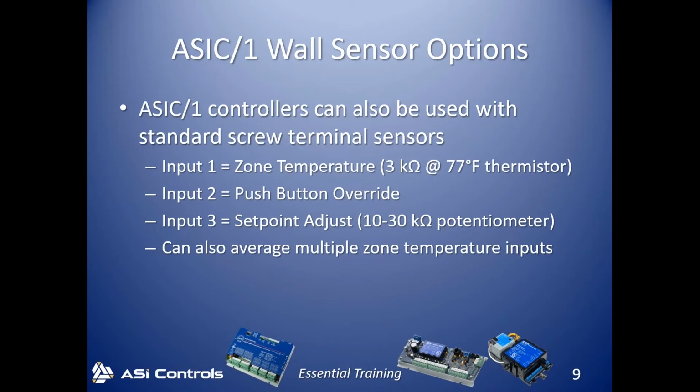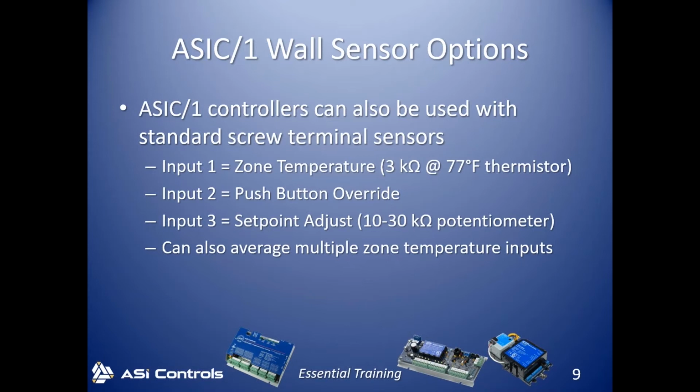Input 2 is push button override, so you push the button in for at least a second, and the controller will sense the push, and if it's been programmed to do so, then it will switch to occupied for whatever period is programmed in it. And then input 3 is a set point adjustment. So we're looking for a variable resistance between 10 and 30,000 ohms, and so that's a pretty standard signal.